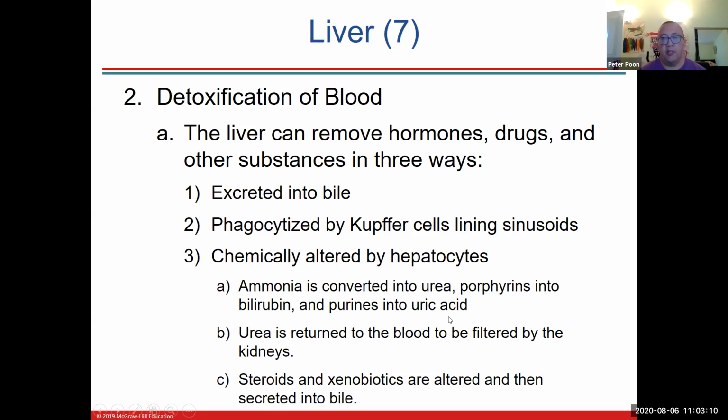Porphyrins into bilirubin and purines into uric acid. That's another important thing. The urea and uric acid is actually returned to the blood to be filtered by the kidneys.